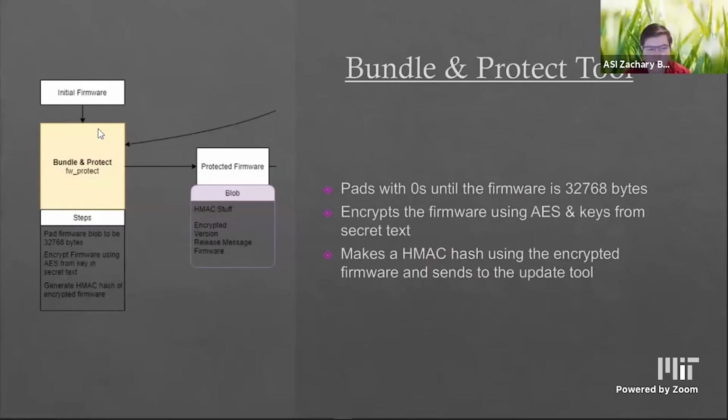All right, so then this is our bundle and protect tool. What it does is it takes in the firmware and then adds zeros to the end until it's exactly 32,768 bytes. We're doing that because we know it's going to be an exact size every time, and that can prevent any extension attacks where people could add on extra stuff to the end. And then once it pads it, it'll encrypt it using AES and the keys from the secret text file. And then it makes a hash using that encrypted firmware, and it attaches that to the firmware blob.